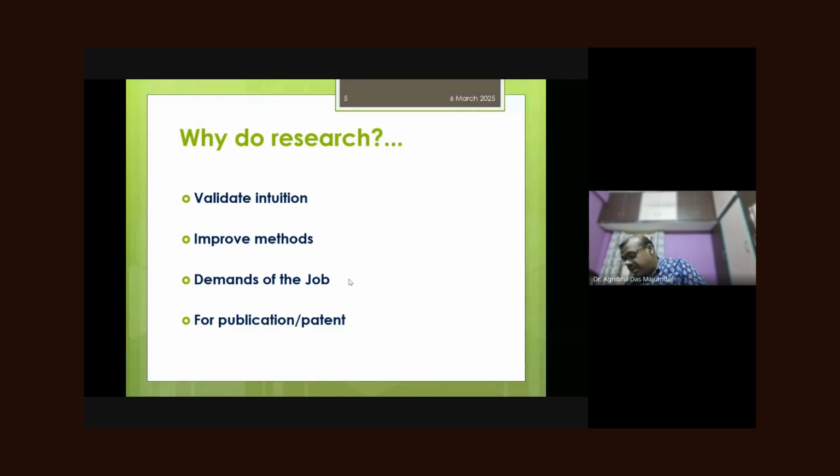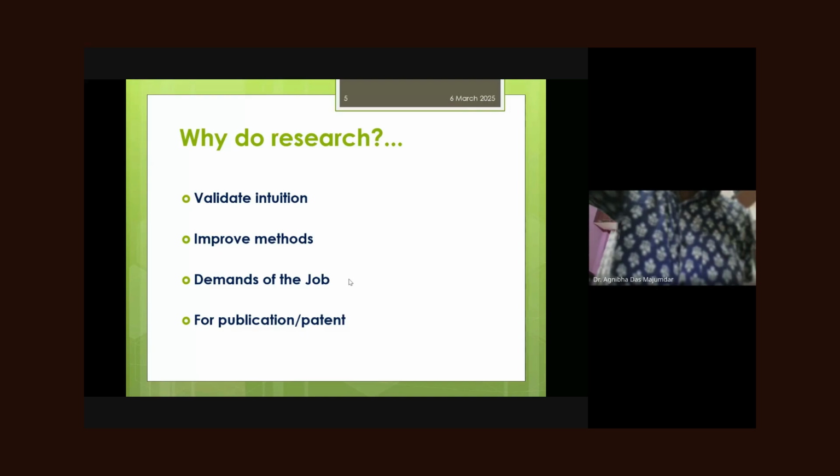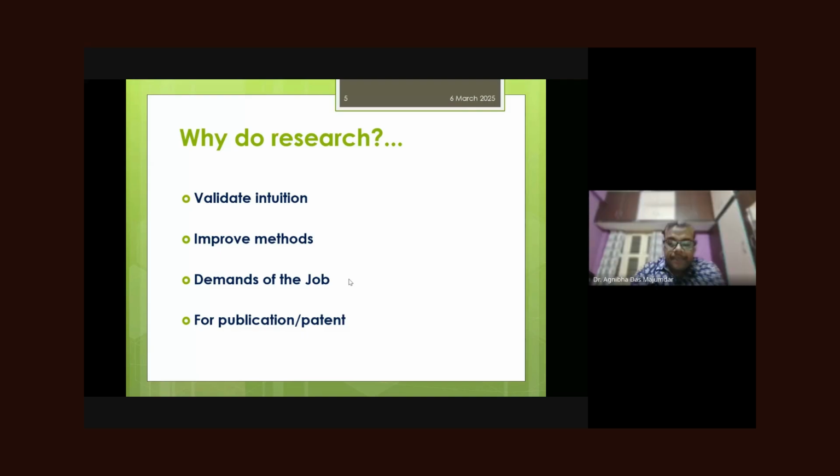That is also important, the publication and patents, because if you are going for research, definitely you will go for a good publication. If you are going for a good publication, that means again you are going to resolve some societal problem, and the societal problem will be resolved with your publication only, because then only the people will know about your research.